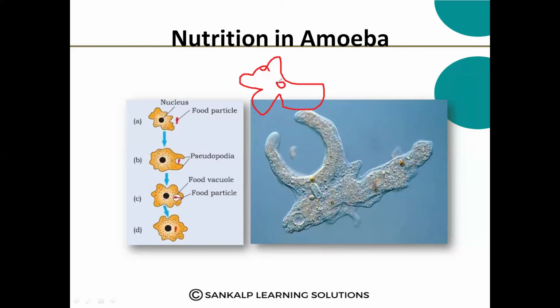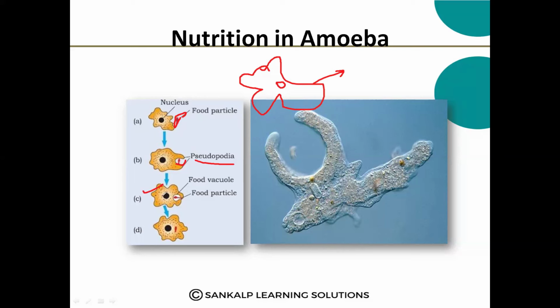So this is also an amoeba. Amoeba has finger-like projections, which are called pseudopodia. So these projections are the pseudopodia. This red color structure is a food particle, which is present outside the amoeba's cell, right? This pseudopodia will extend and cover the food particle like this.